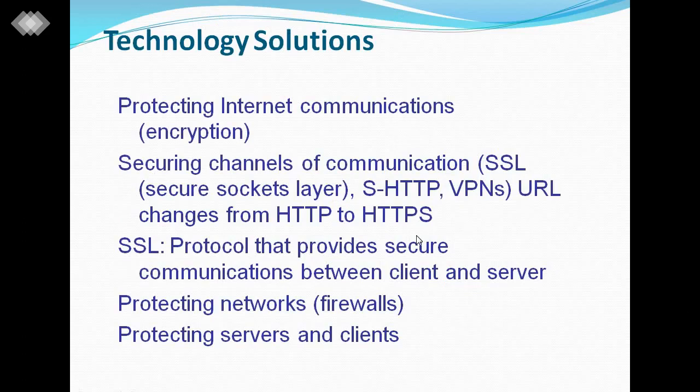Now technology solutions. Protecting internet communication is done by encryption. A secure channel of communication is SSL, that is secure socket layer, which includes SHTTP, VPNs, and the URL changing from HTTP to HTTPS. SSL provides secure communication between client and server. Protecting networks with firewalls, and protecting servers and clients, are also used in technological solutions.